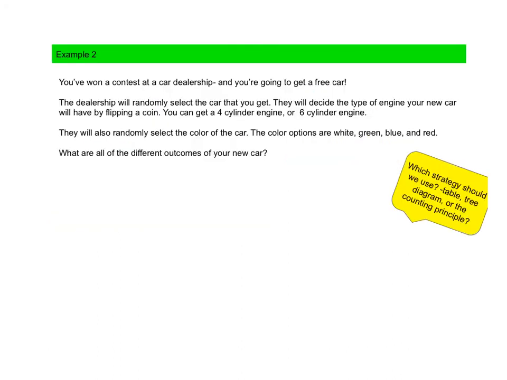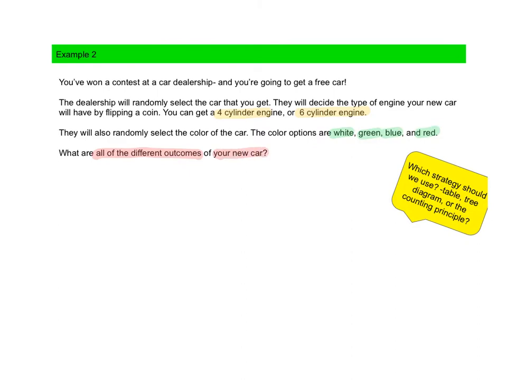All right, example 2. You've won a contest at a car dealership and you're going to get a free car. The dealership is randomly going to select the car that you get. They're going to decide your engine by flipping a coin. It could be a 4-cylinder or a 6-cylinder engine. And they're also randomly going to select the color. There are 4 options: white, green, blue, and red. What are the different outcomes, all of the different outcomes of your new car? Okay, what are all the different options you could get?